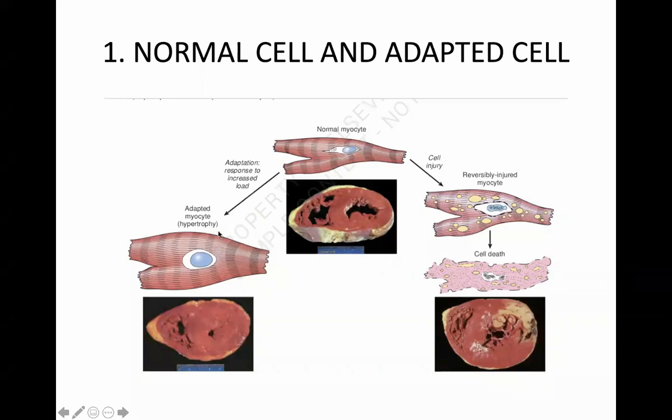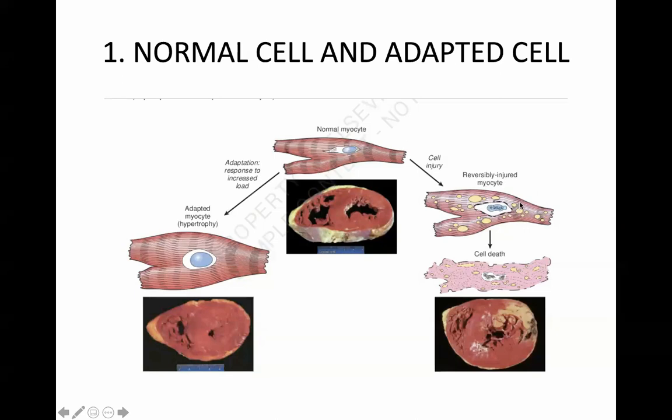Now, when this becomes sustained and unchanging, the myocytes, that's the cells of the muscles of the heart, can become reversibly injured. When they become reversibly injured, there are certain states that you will find within the cell. For example, you find fat agglutination within the cell itself, and then you find some other changes.